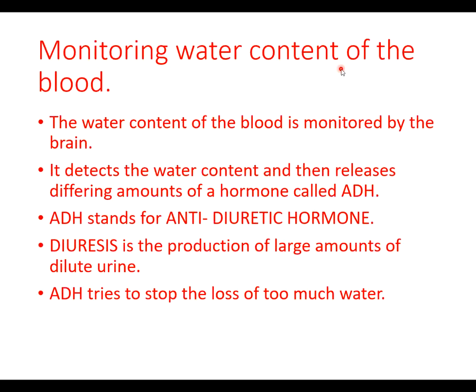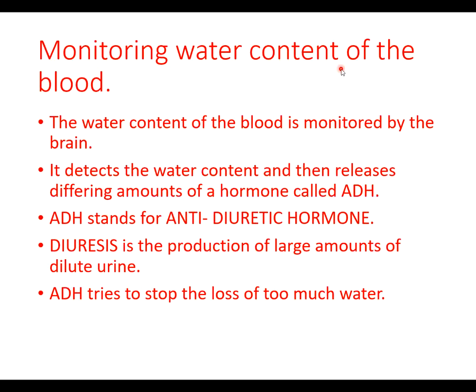Okay, so let's have a think about where this happens. First of all, your blood water content is monitored in your brain. We've talked about this area of the brain before, the hypothalamus, and how it regulates temperature, and also your body's water content. It is situated above your pituitary gland, which is responsible for releasing different amounts of your hormone called ADH.